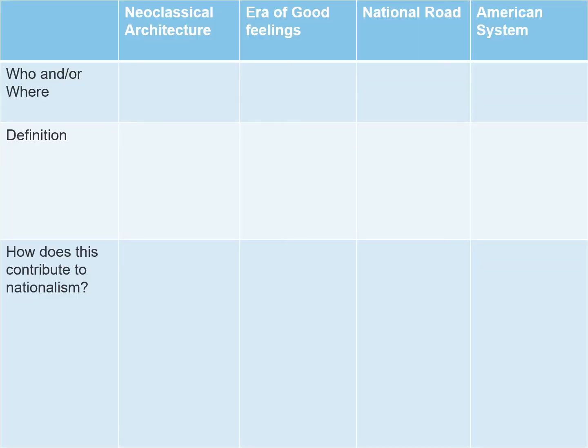Okay, here's the chart you're doing in your notes. You can either make a chart like I've made, or you can just list out each of the topics, but make sure for each of the 4 topics that you are answering these questions, telling me who or where, okay? That's the first thing you need to answer, giving me just a normal, straight definition. What are each of these things?